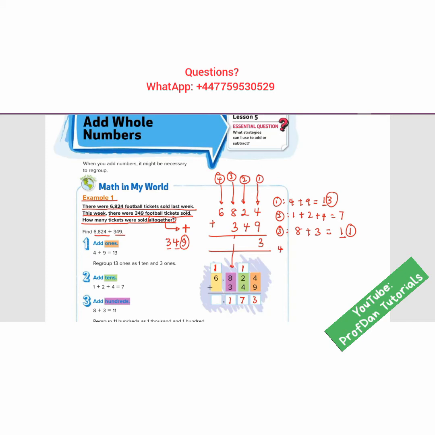And that gives us step 4. Add the thousands place, that is 1 plus 6, which is going to give you 7. So I write 7 here. This is my answer, 7,173. So we can fill it here: 7,173 tickets were sold altogether. So we need to check this.